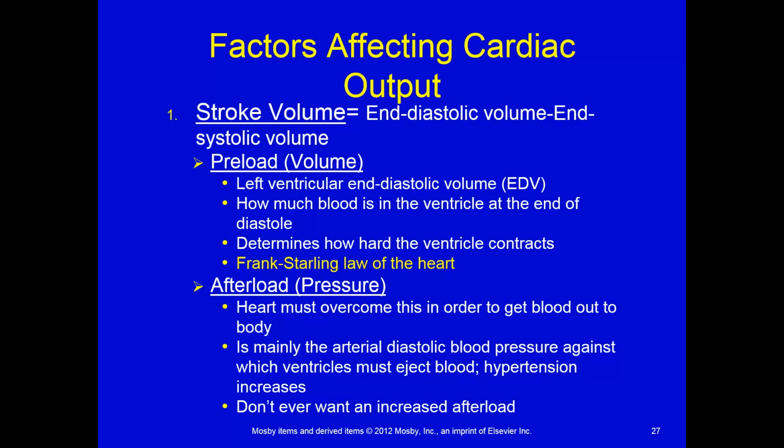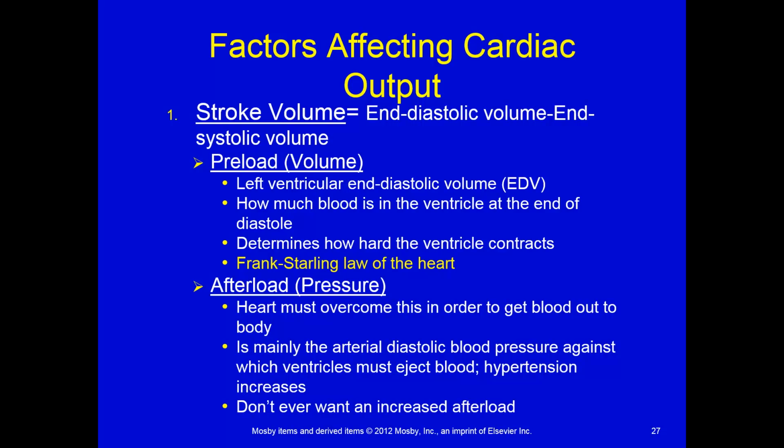Depending on how much blood is in the ventricle at the end of relaxation determines how hard the ventricle, when it contracts, can contract. And this is how I want to bring it sort of more understandable to you. This happens due to something called Frank-Starling law of the heart. This is how I can think about it. Think about a rubber band. You've got a rubber band in your hand. Think about the harder you pull back on that rubber band, when you release it, the harder it snaps back, right? Same thing in the left ventricle.